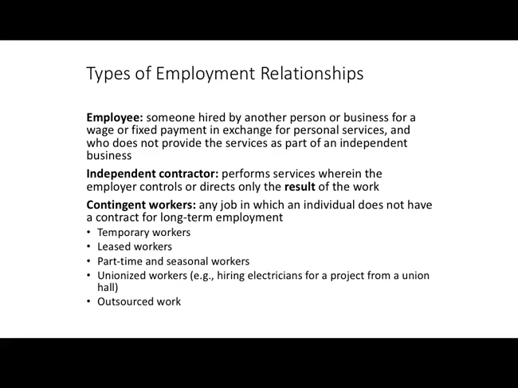And this is different than the independent contractor who performs services wherein the employer controls or directs only the result of the work. So the difference between an employee and a contractor is that an employee can be told exactly how the work should be done, where it should be done, how fast it should be done. And the contractor basically is told, this is what I want as the deliverable, and the contractor can come back and say, I can do this in 3 days for this amount of money at this level of quality, and then the organization can choose whether or not they want to have a relationship with them.